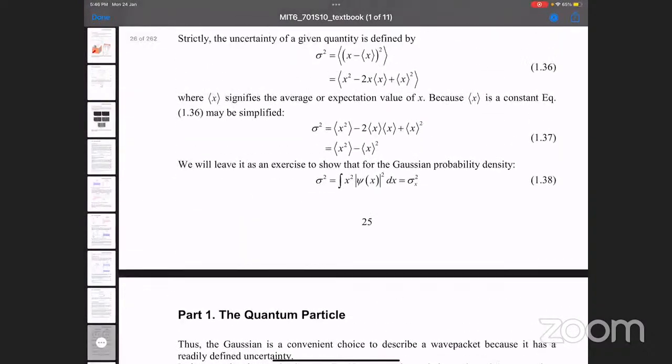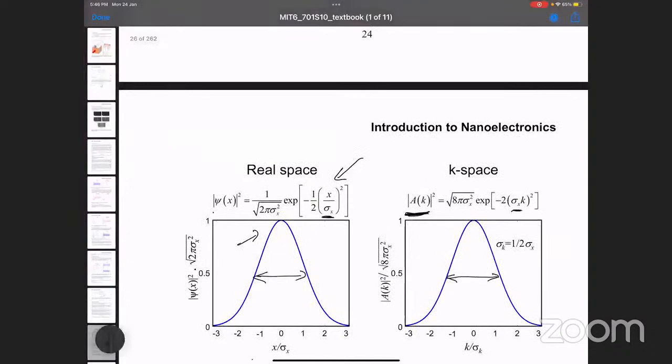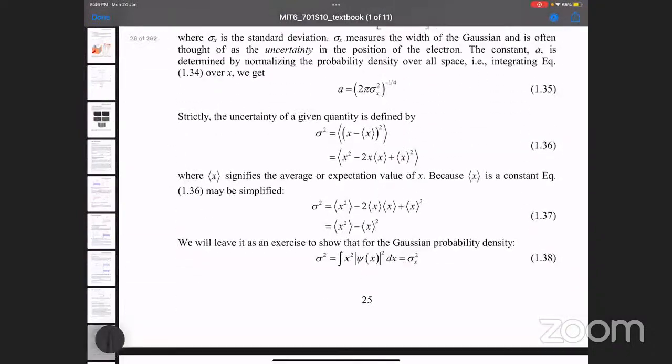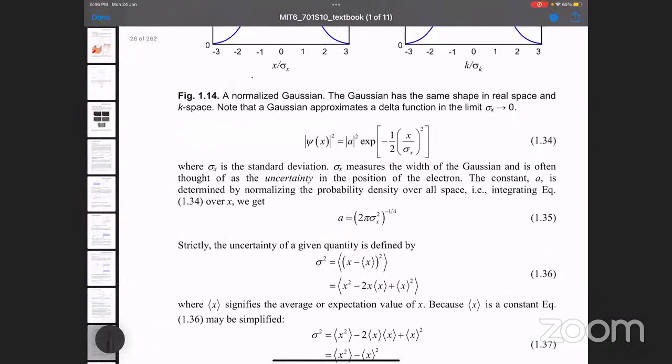So we're going to prove that. You're going to prove that. By taking the example of a Gaussian particle, you're going to prove the uncertainty relationship. This is going to be in the homework. Yeah, this is going to be in the homework.